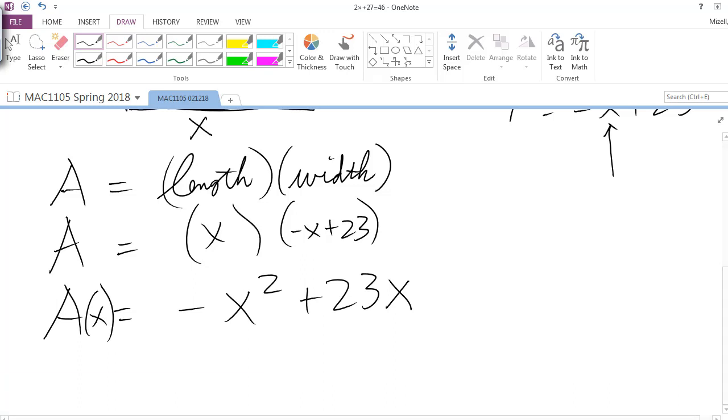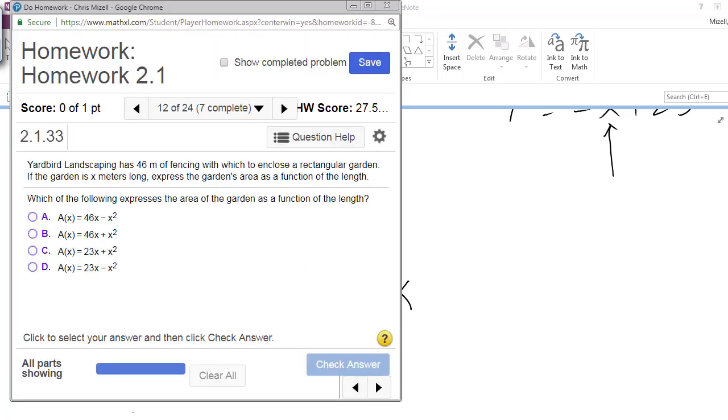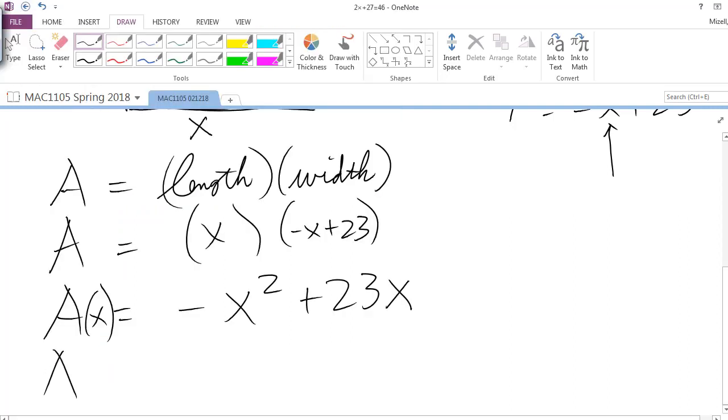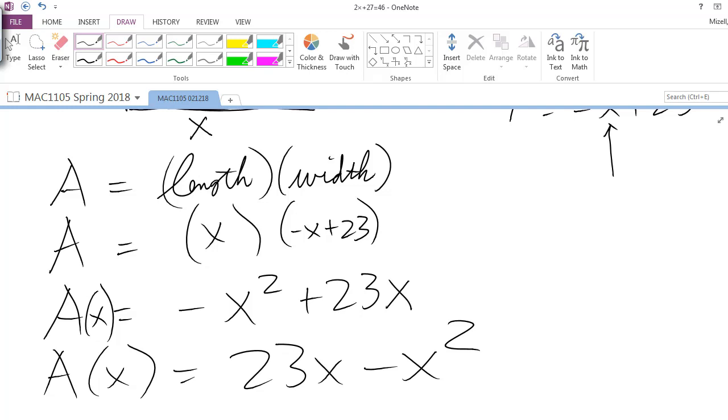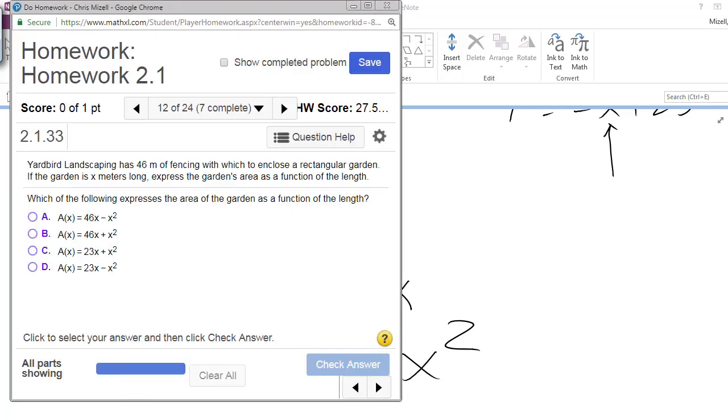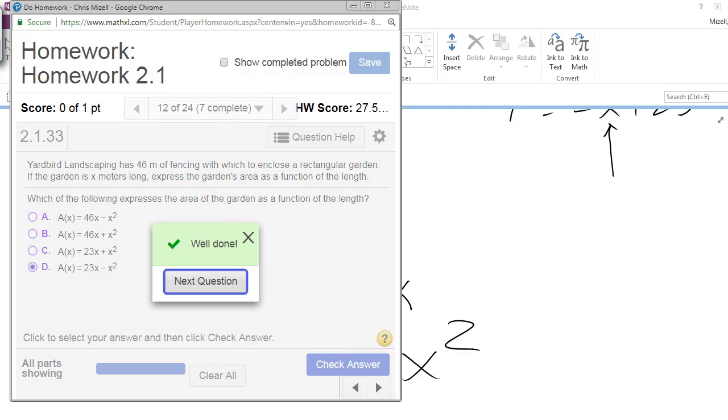Let me look at that MyMathlab problem again, make sure I'm following all the directions here. Which of the following expresses the area of the garden as a function of length? This looks like it has the x term first, followed by the x squared term. So it might help us to compare these if I reorder them and write it 23x minus x squared. Does that help? It does. It's the last one. 23x minus x squared. That is what we're looking for there.